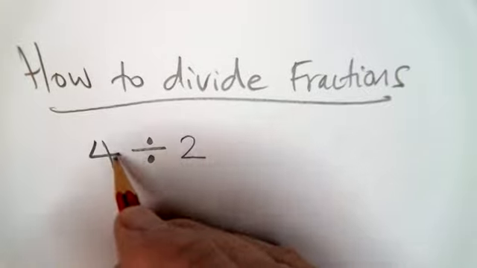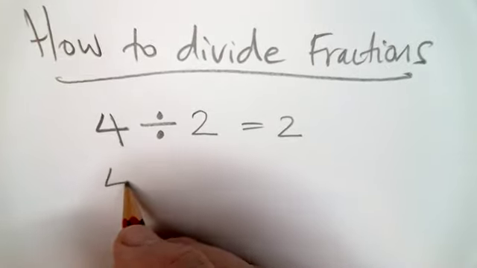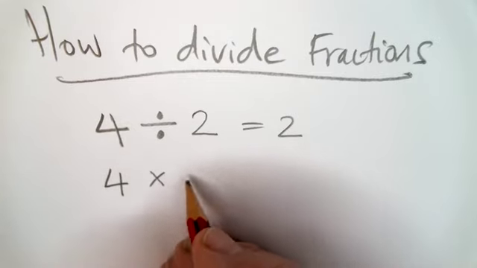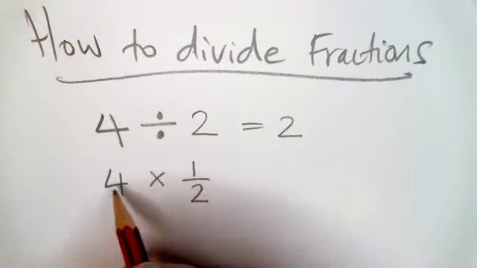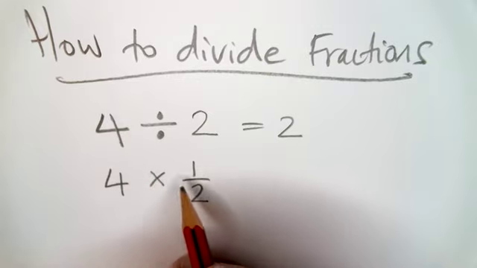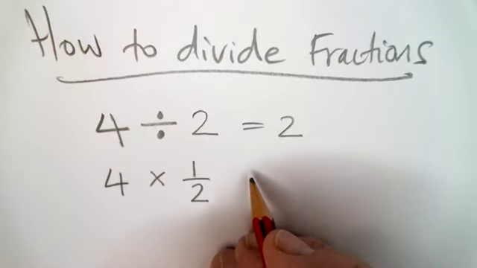4 divided by 2 is equal to 2. Or we could say 4 times 1/2. In other words, what's half of 4? Half of 4, or 4 divided by 2. Let's have a look at that.